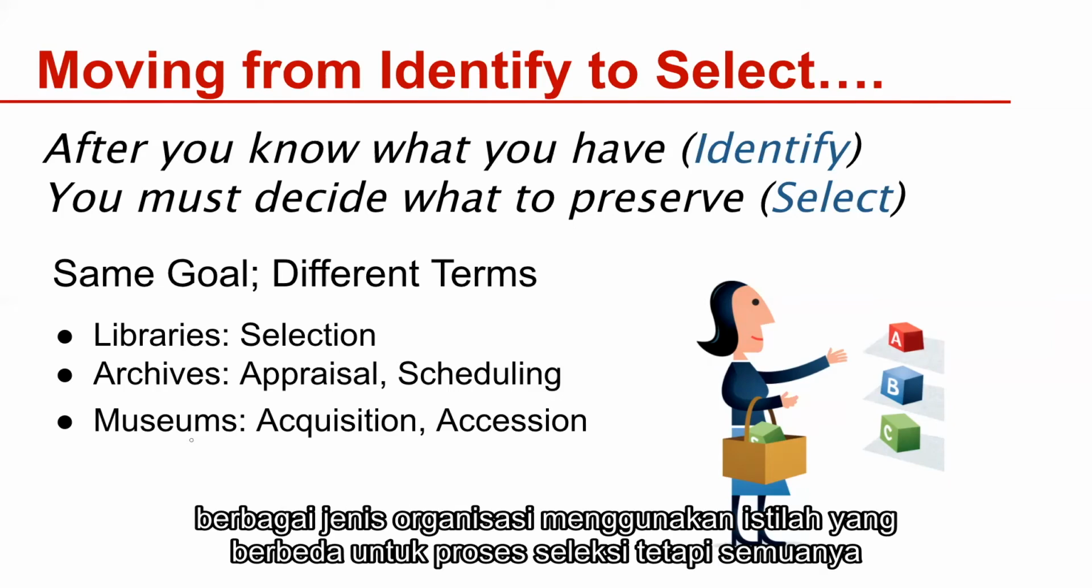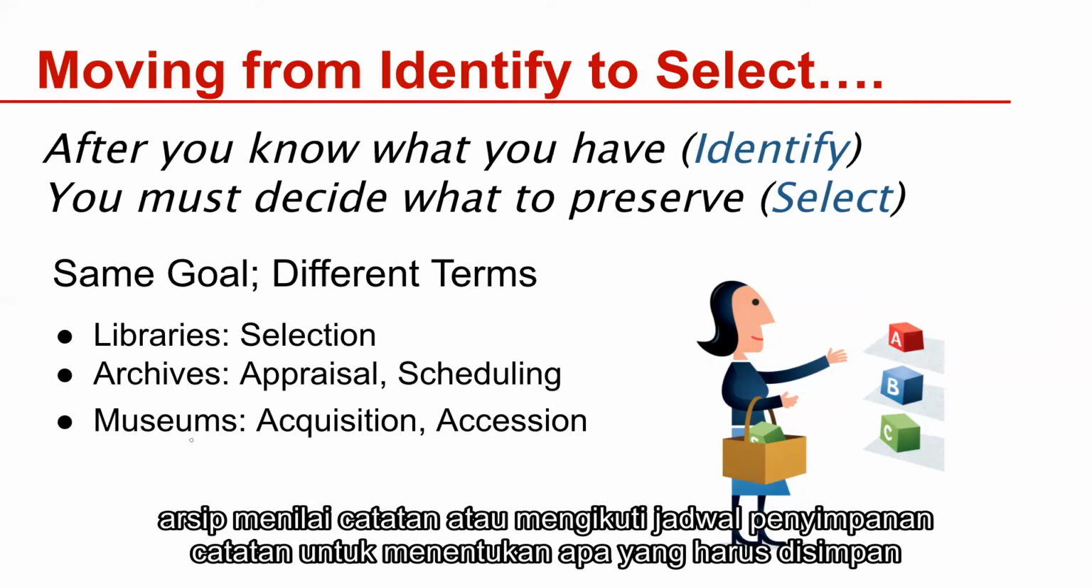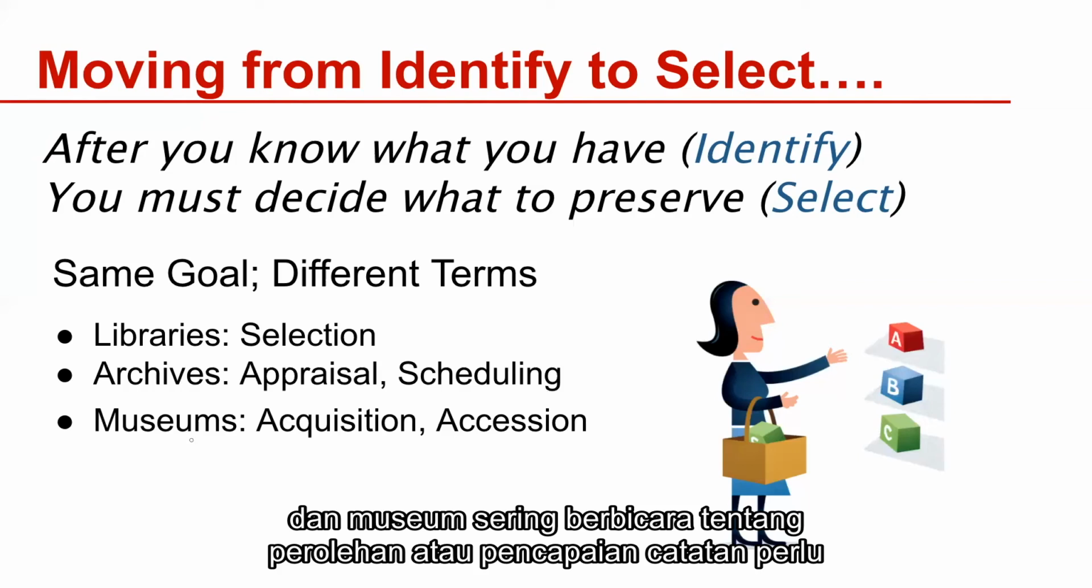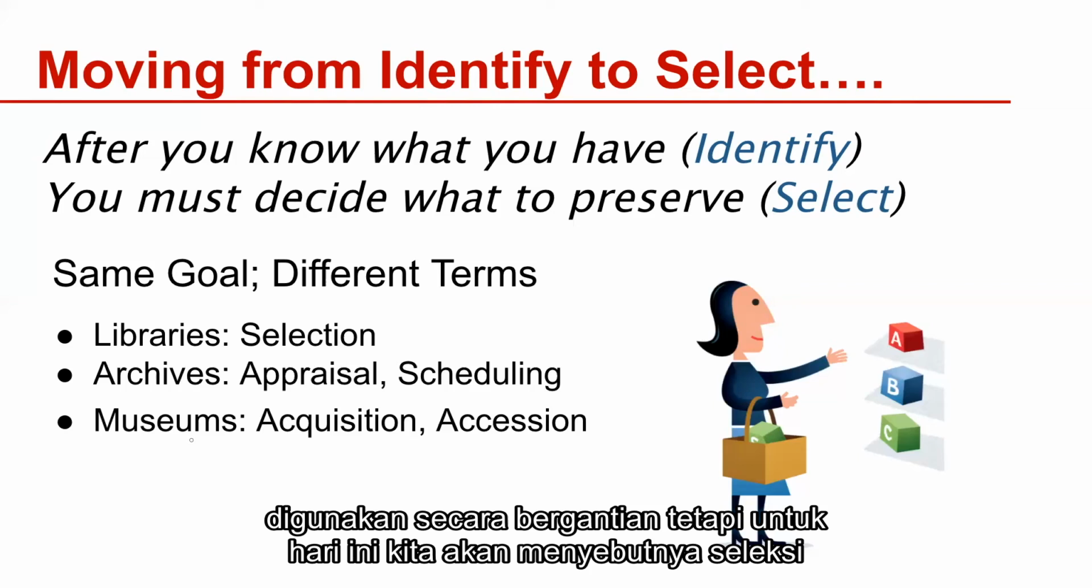Different types of organizations use different terms for this selection process, but they all produce the same result, which is deciding what to keep. Libraries might use the term selection, archives appraise the records, or follow a record retention schedule to determine what to keep. And museums often talk about acquisitioning or accessioning records. Keep in mind that the terms all refer to the same type of actions, and they may be used interchangeably. But for today, we're just going to be calling it selection.